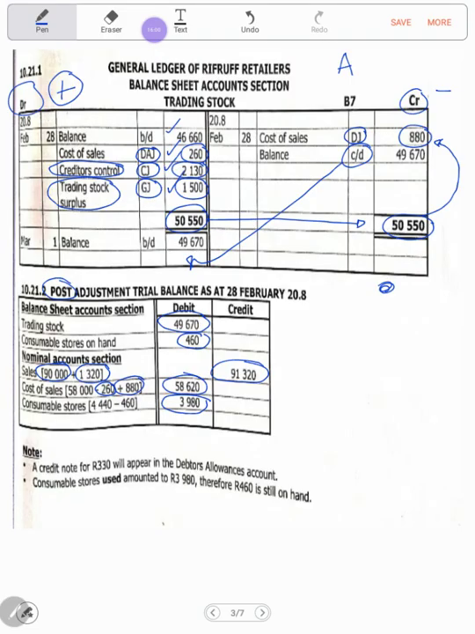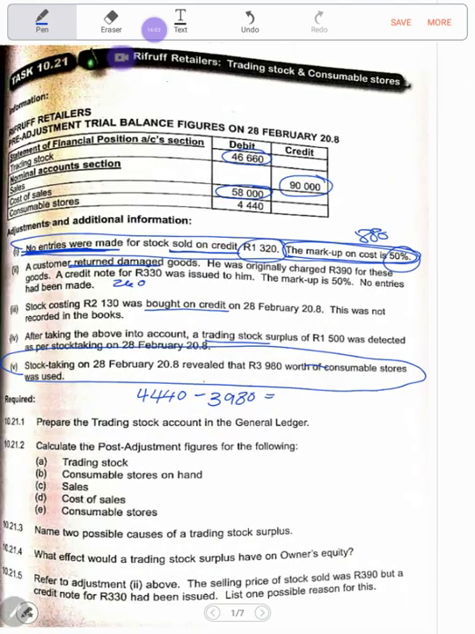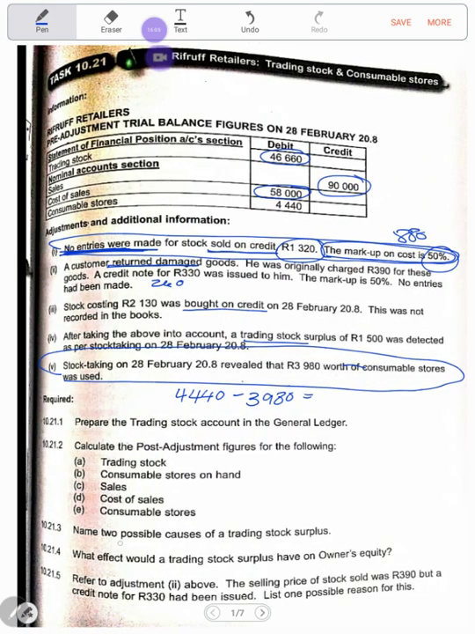All right, so now we are going to answer the additional questions that they asked us. Name 2 possible causes of a trading stock surplus. There could have been an error in the calculation of cost of sales, or we could have received more goods than what we actually recorded in the account, or goods sold but the customer forgot to take them. So those are examples of things that could have resulted in a trading stock surplus.